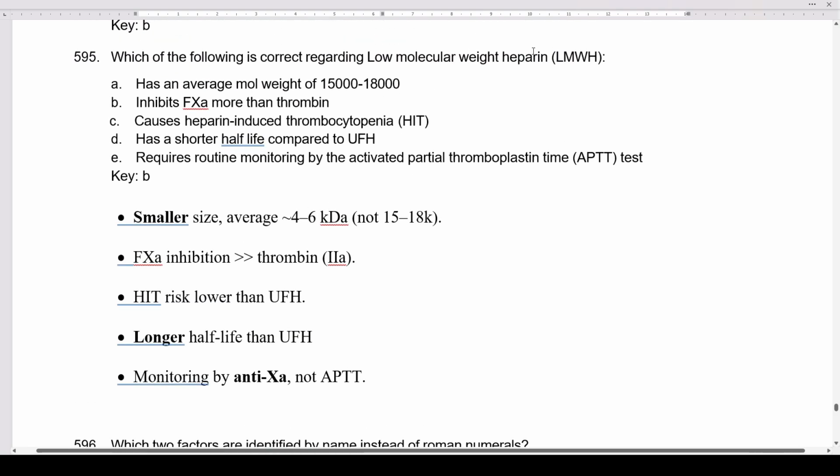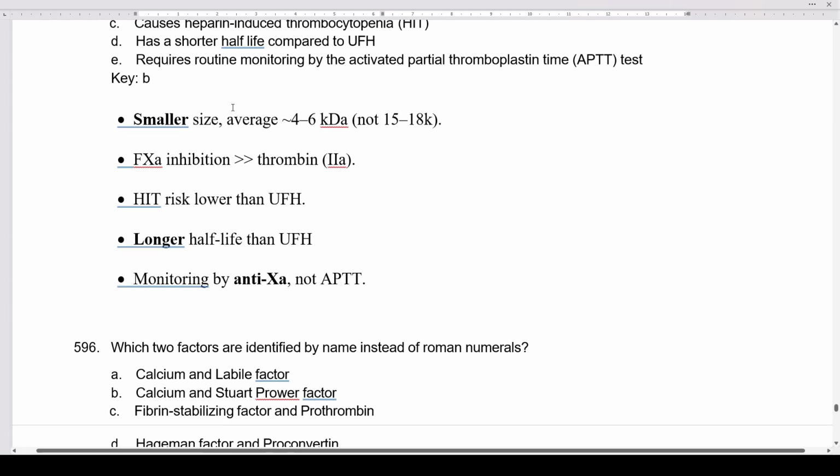Okay, so just for a low molecular weight heparin, remember it is low molecular weight, so it is a smaller size. Molecular weight is 4 to 6 kilodaltons, not 15 to 18, and it causes factor 10 inhibition more than factor 2. Factor 10 inhibition is more than thrombin.